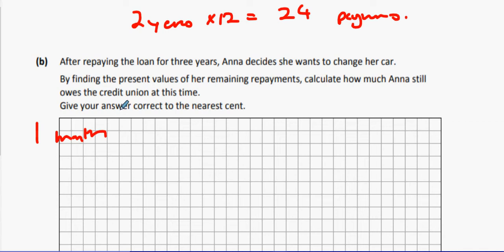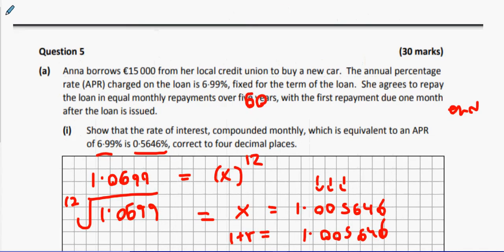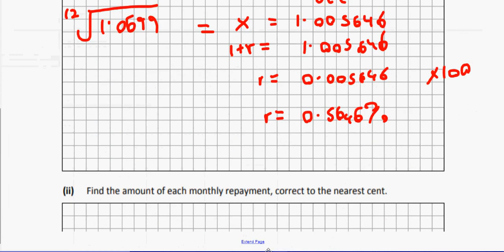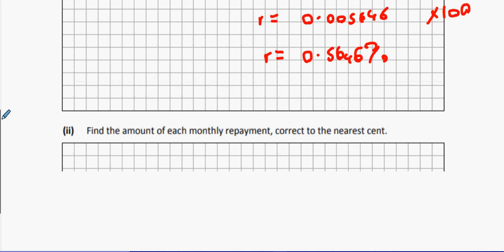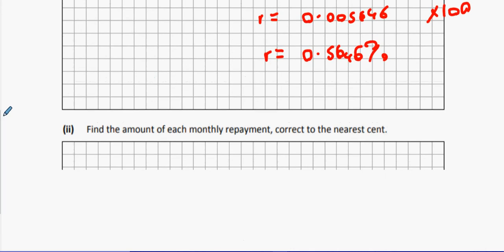Okay, now does it give the repayments? Alright. Sorry lads, there's a 5a part 2. Here we go. Before I do 5b, there's a 5a part 2. Find the amount of each monthly repayment correct to the nearest cent, right? So that's no bother. 5a part 2.